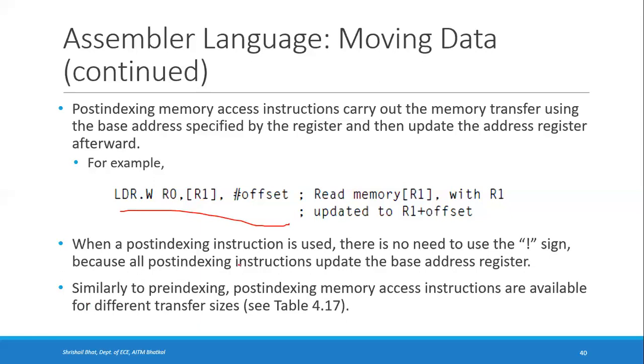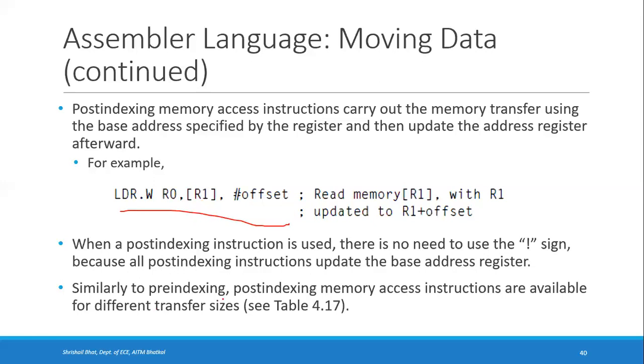So when post-indexing is done, there is no need of an exclamation sign because the base register is compulsorily updated. Otherwise, there was no need of mentioning this at all, right? If you do not need to update, we would just write ldr.w r0 comma, in the brackets r1. It would perform this operation. Since we have to update r1 after copying, we are going to use comma hash offset. So r1 will be replaced with r1 plus offset.